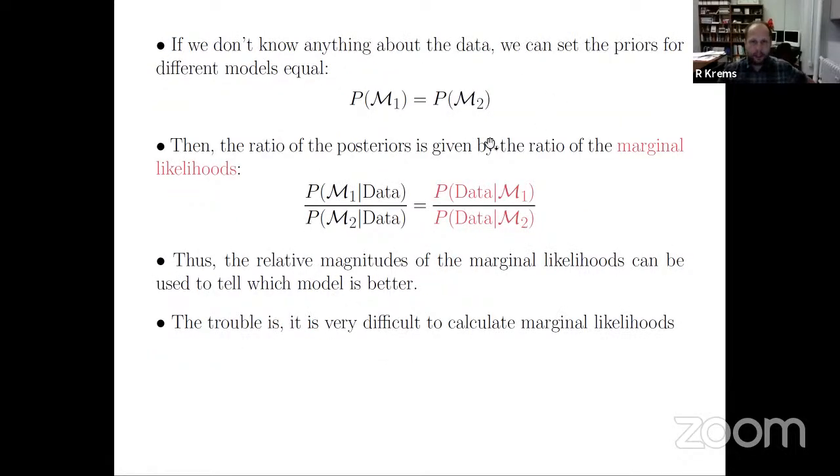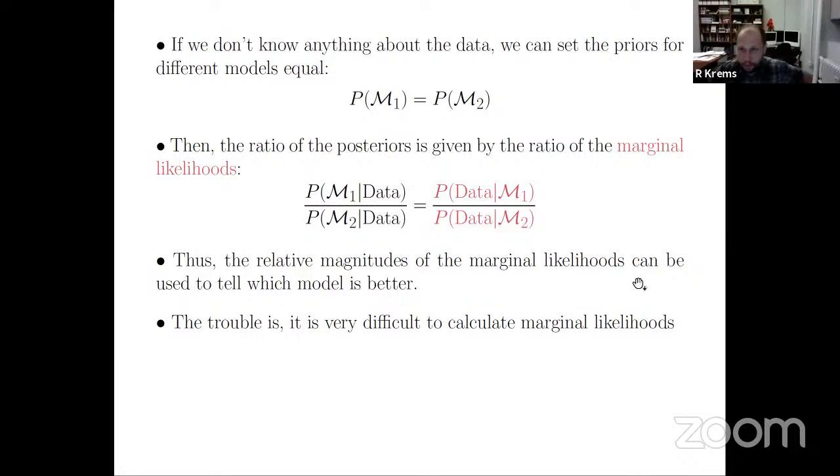So now, like I said, if we don't know anything about the data, we could not do anything better than to say that the prior probability of each model is equal, and then the ratio of the posteriors. This is the quantity that tells us which model is more or less likely to be better. So this ratio is going to be simply equal to the ratio of the marginal likelihoods. So we can use the relative magnitudes of the marginal likelihoods to tell which model is better.